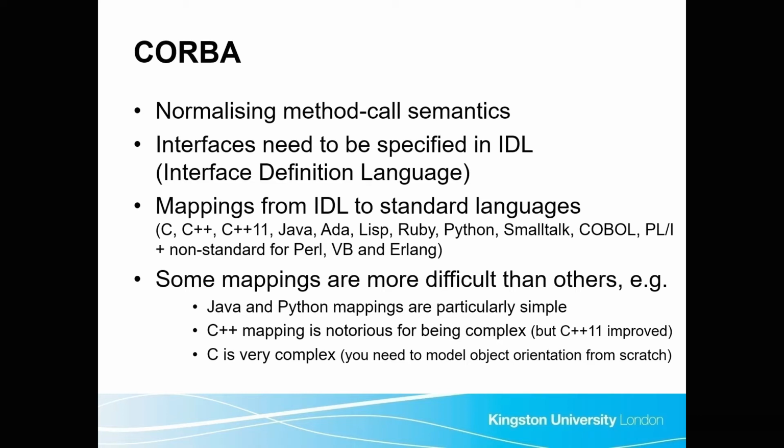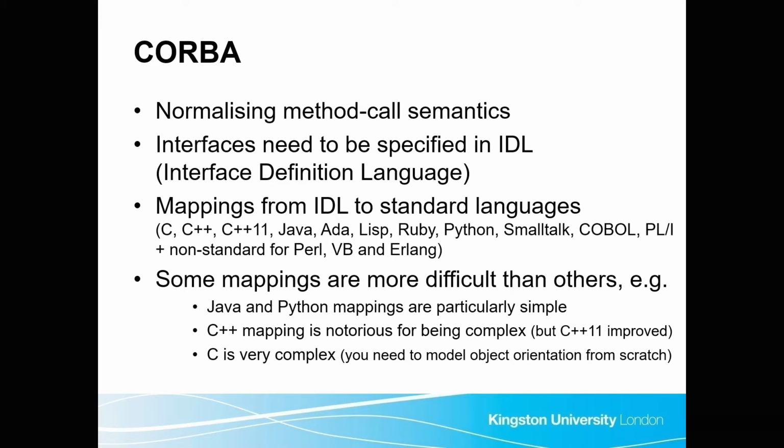CORBA is characterized by normalized semantics of method or function calls, and interfaces have to be specified in a special interface definition language, or IDL. There are standard mappings from IDL to a large group of languages, including C, C++, C++11, so a newer standard of C++, Java, Ada, Lisp, Ruby, Python, Smalltalk, COBOL, PL/I, whatever you really want. There are also some non-standard mappings.